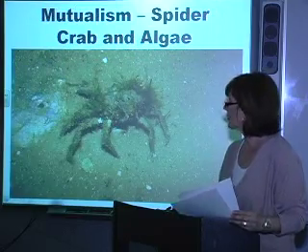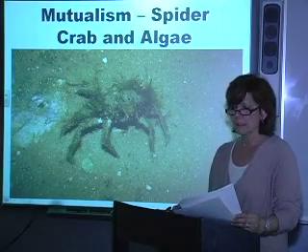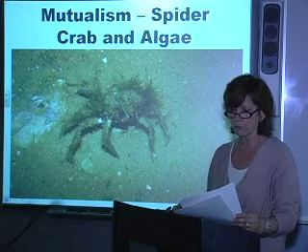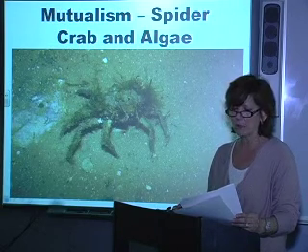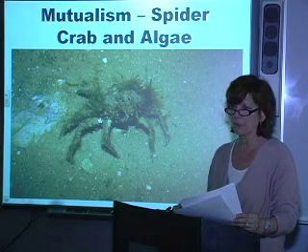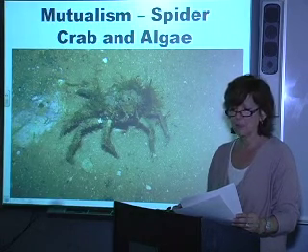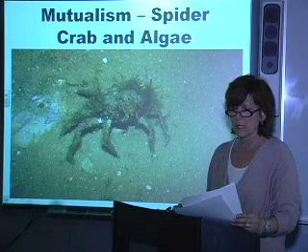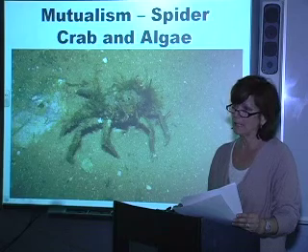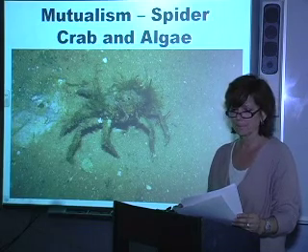Next, we have the spider crab and the algae. Spider crabs live in shallow areas of the ocean floor, and greenish-brown algae lives on the crab's back, making the crabs blend in with their environment and unnoticeable to predators. The algae gets a good place to live, and the crab gets camouflage.